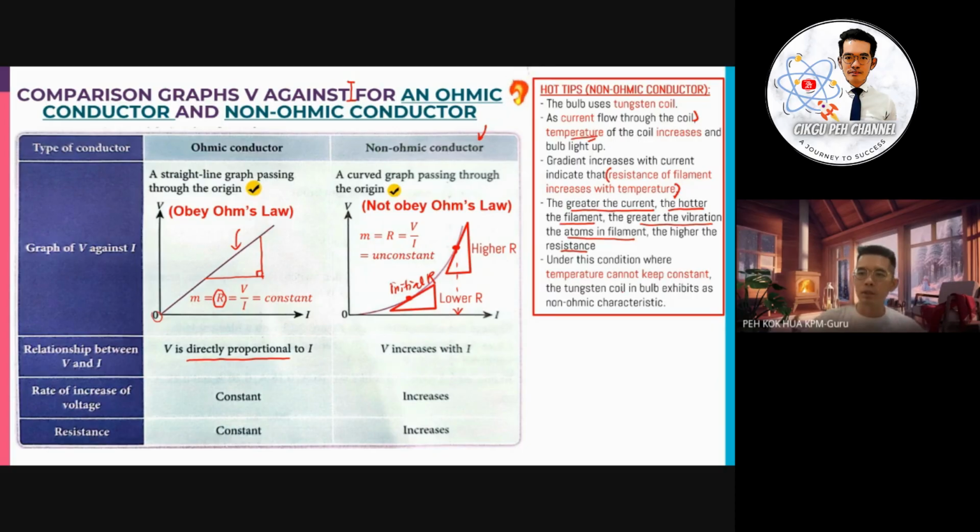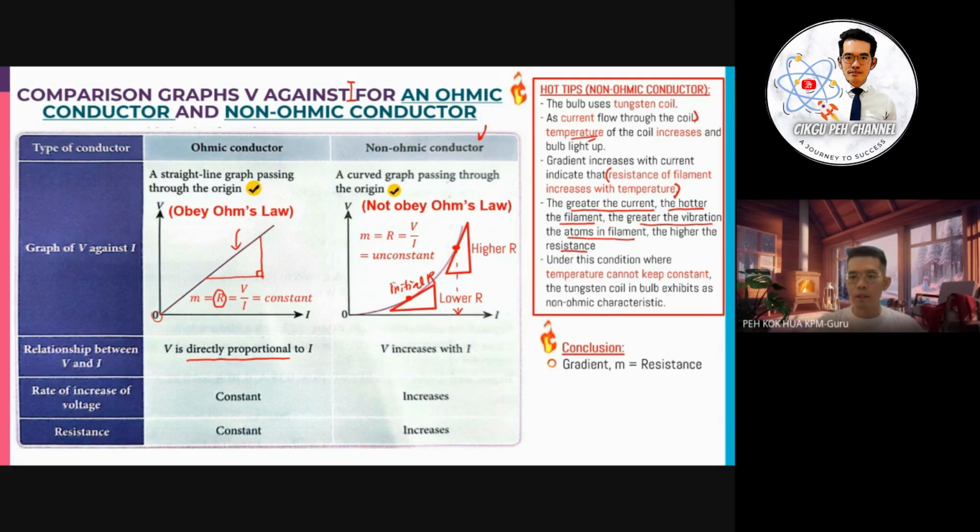So under this condition, where the temperature cannot be kept constant, the tungsten coil in the bulb will exhibit a non-ohmic characteristic. That means if I say with a low temperature, the tungsten coil is expected to show the ohmic conductor character, where it will obey Ohm's law. But when the temperature increases, it causes the tungsten coil to behave as a non-ohmic conductor.